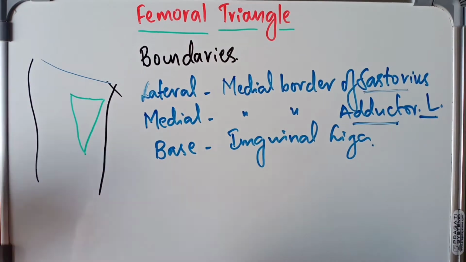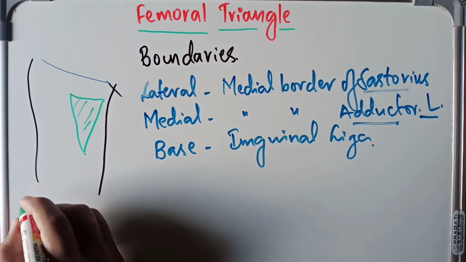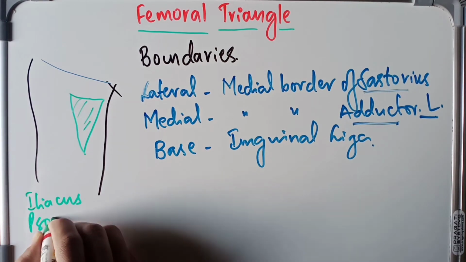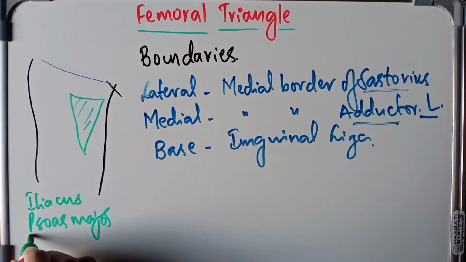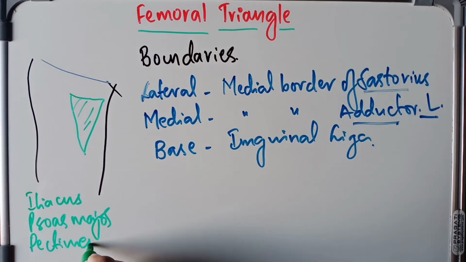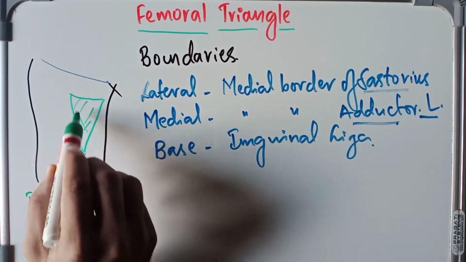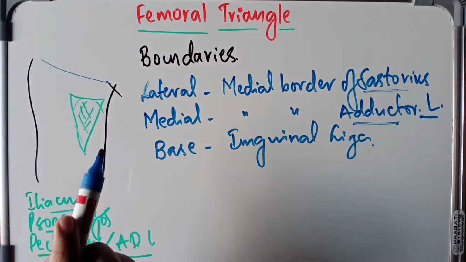So what about the floor? What do we have on the floor of the femoral triangle? Actually, the floor of the femoral triangle is formed by four muscles. What are those four muscles? Those four muscles are the iliacus, the psoas major, the pectineus, and the adductor longus. Together they form the floor of the femoral triangle, and these are the boundaries of the femoral triangle.